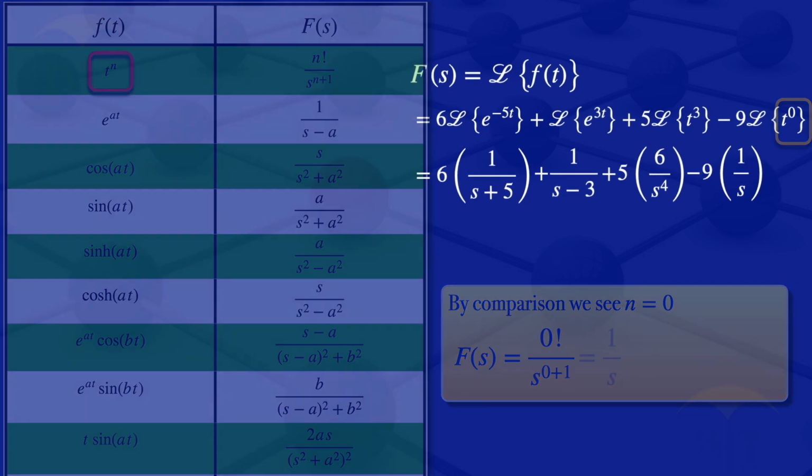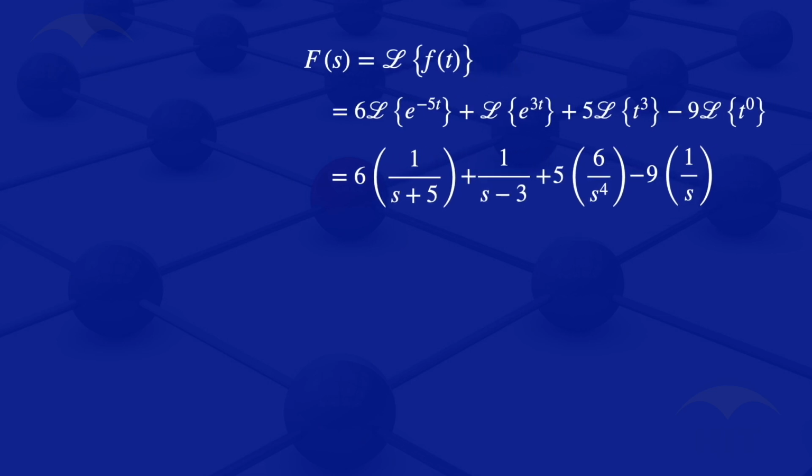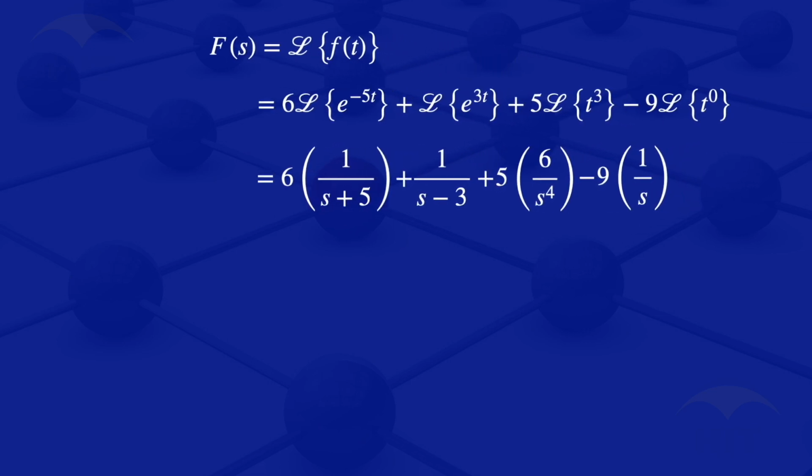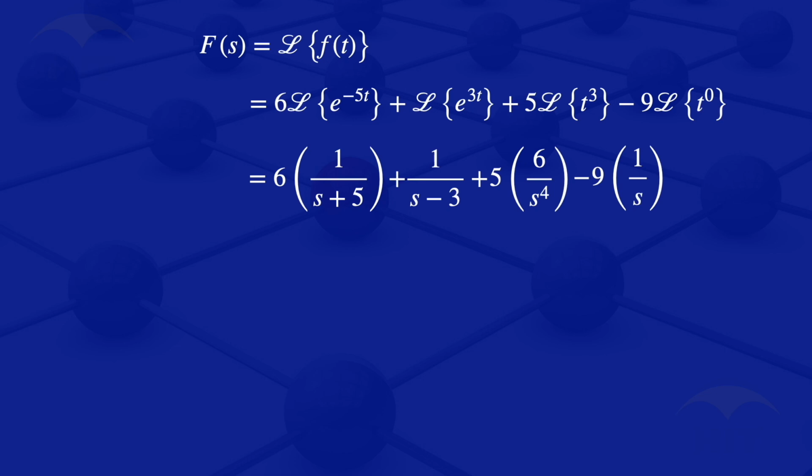So the Laplace transform of that given function is 6 times 1 divided by s plus 5, plus 1 divided by s minus 3, plus 5 times 6 divided by s to the power 4, minus 9 times 1 divided by s. We can simplify by multiplying throughout by those constants, and it will simplify to 6 divided by s plus 5 plus 1 divided by s minus 3 plus 30 divided by s to the power 4 minus 9 divided by s. So that's the Laplace transform of the function that we were given.